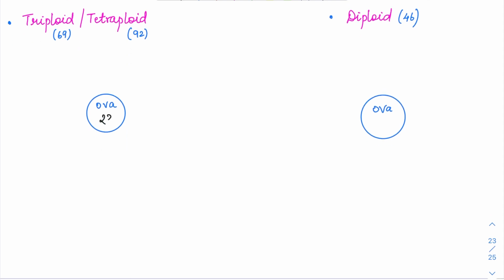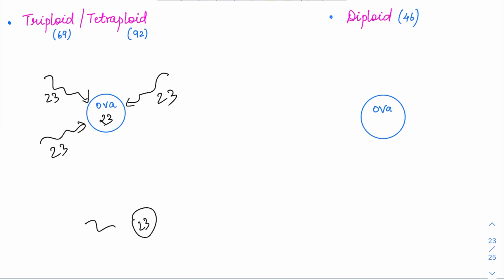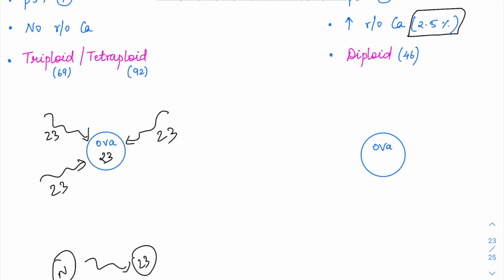Suppose there is an ova which has 23 chromosomes. There is a sperm which is coming. Usually it is either 2 or 3 sperms which are going to fertilize this ova. Each of the sperm is going to contribute 23 chromosomes. Normal is when the ova is contributing 23 and one sperm is going to contribute 23, so total 46 chromosomes will be present in the zygote. But in this condition, it is 2 or 3 sperms which are going to fertilize the ova, so there is going to be 4 sets of chromosomes. If 2 sperms fertilize the ova, it is going to result in a triploid status with 69 chromosomes. Or if 3 sperms fertilize this ova, then it is going to result in 92 chromosomes, which is tetraploid.